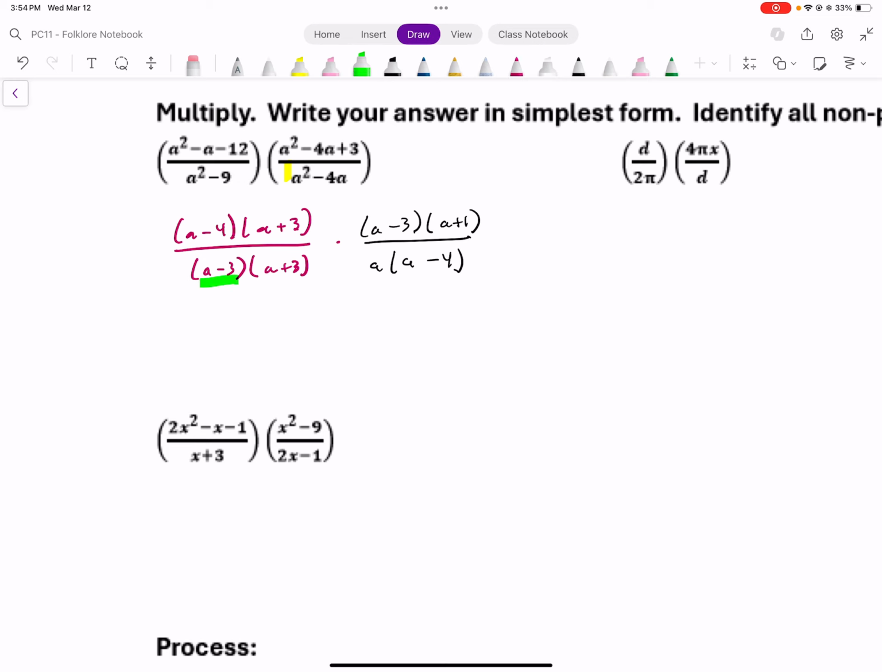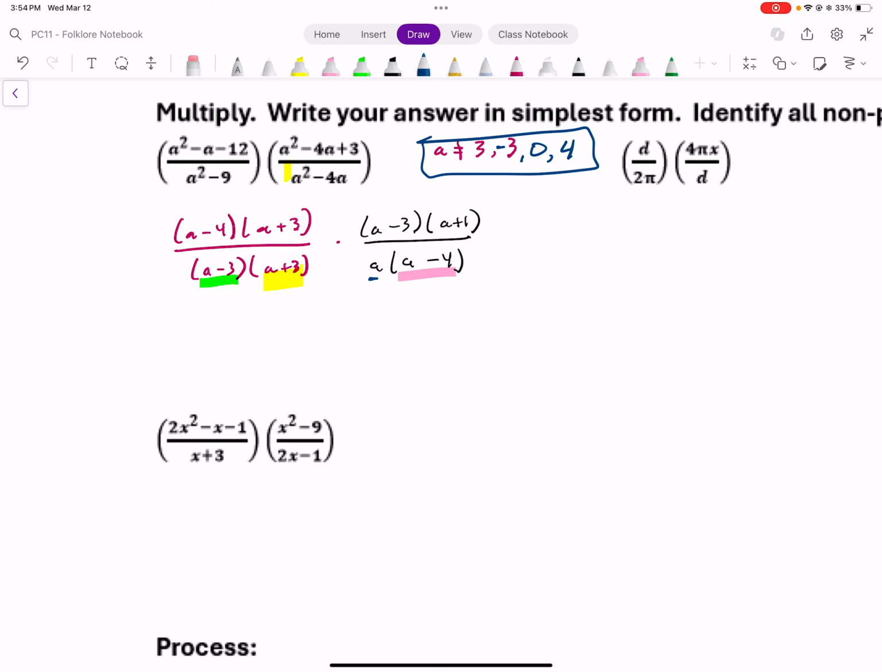So maybe, just so that I have some means of talking about it: from the green factor, I get a cannot be equal to positive 3. From the yellow one, I get a cannot be equal to 3. From the factor of a, I get a cannot be equal to 0. And from the pink factor, I get a cannot be equal to 4. So these are my non-permissible values. There's many of them, one from each factor of the denominator.